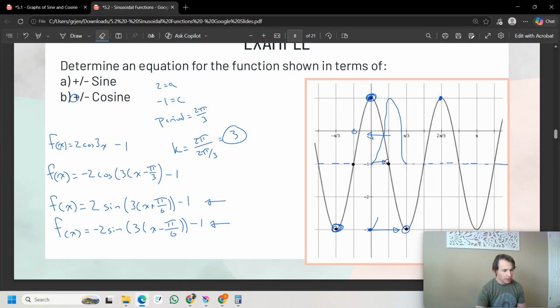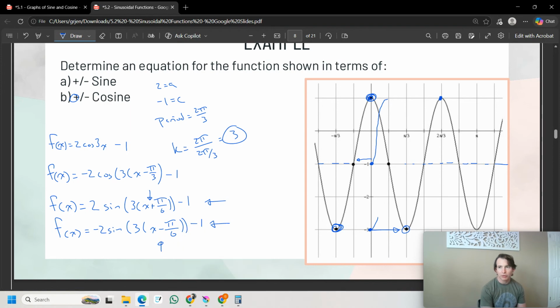Okay, so with these ones, you want to think, how much has it been moved by? Positive sine would have started there and gone up, and when we're seeing things shifting to the left, that's where we have positive in there. If we have things shifting to the right, that's negative.